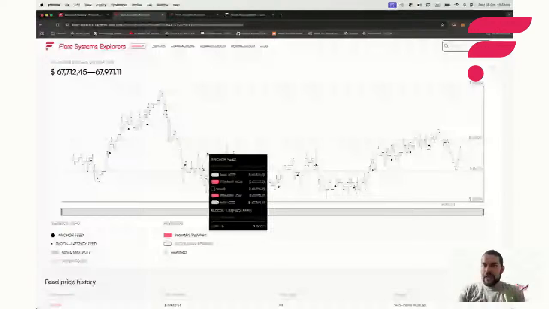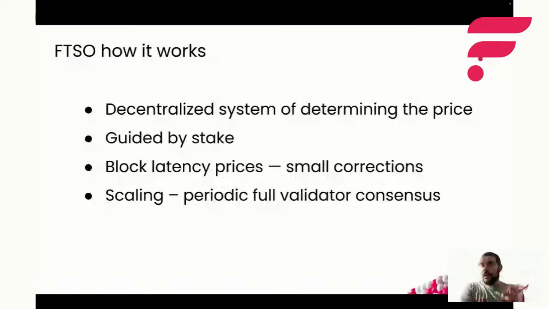So FTSO, what we really want to do is the following. We pose a question: what is the price of Bitcoin right now? And it's difficult to properly answer this question without being either more detailed, or depending on somebody else. Even if you take a look at two different exchanges, let's say Coinbase and Binance, you'll see that the price of Bitcoin might deviate by a few dollars, but we need a single price. So the FTSO is a decentralized system of determining a specific number. Could be a price, could be weather, could be event attendance. It's again guided by stake.